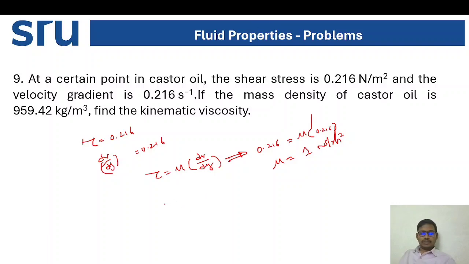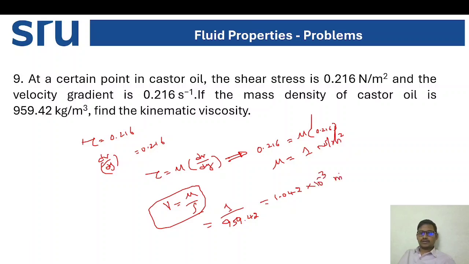Now kinematic viscosity is equal to mu by rho. Already we know mu is equal to 1. Rho, the mass density of castor oil, is already given as 959.42. So that is equal to 1.042 into 10 power minus 3 meter square per second.